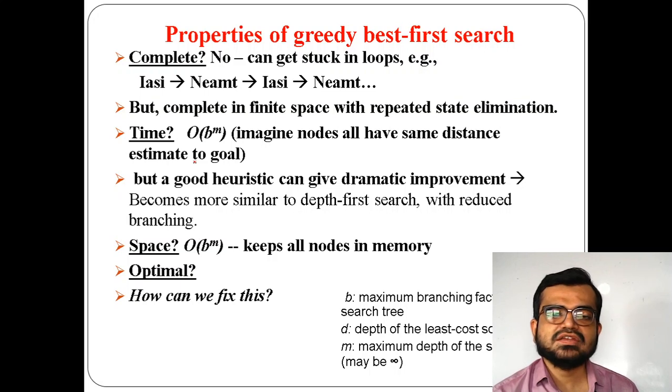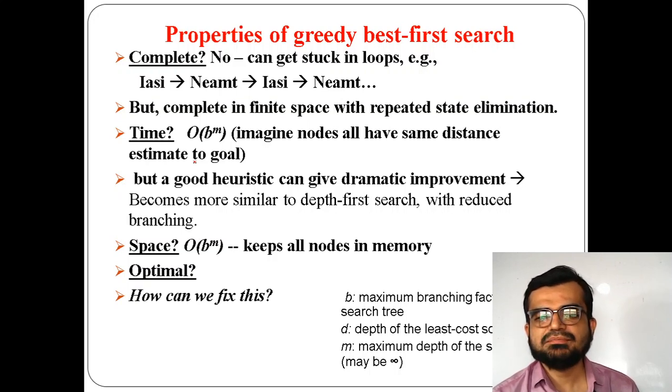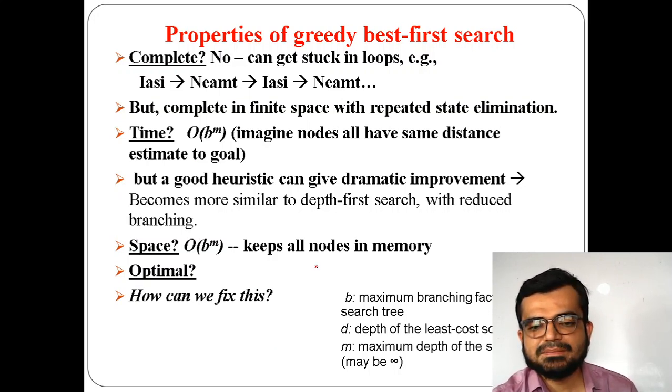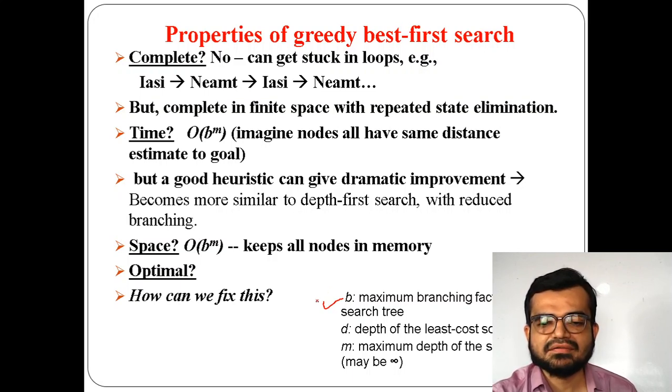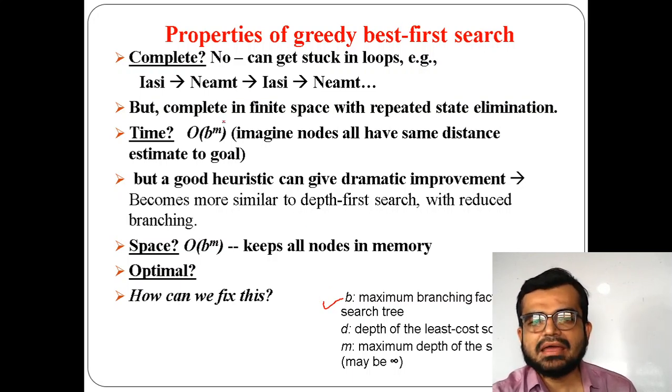Now let's come to the next property, that is time. The time complexity for greedy best first search is order of b to the power of m. What is b here? This b means the branching factor for the search tree, the maximum branching factor. Okay, how many branches it can have. Also, m denotes the maximum depth of the state space.